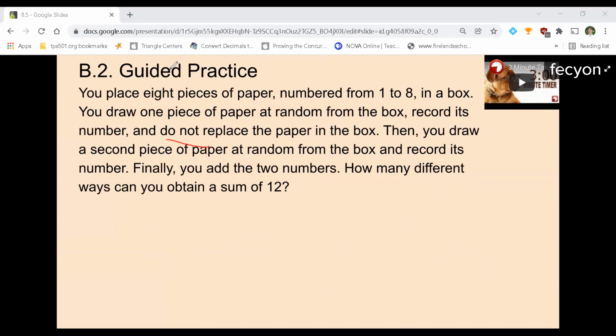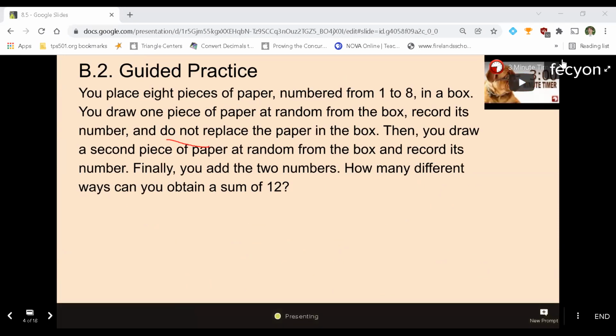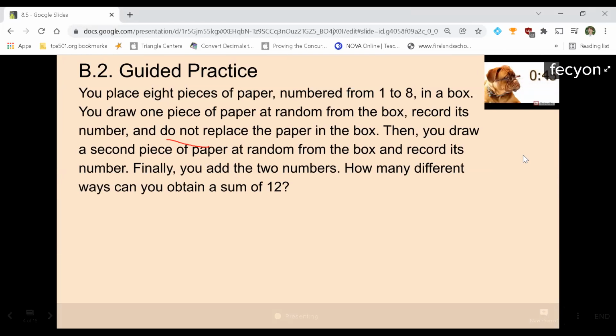Draw one at random. Draw the second at random. That's it. How many different ways could you obtain a sum of 12? I'm just going to do a minute for this one. So the only difference between this and the one we just did is now you don't put the paper back.